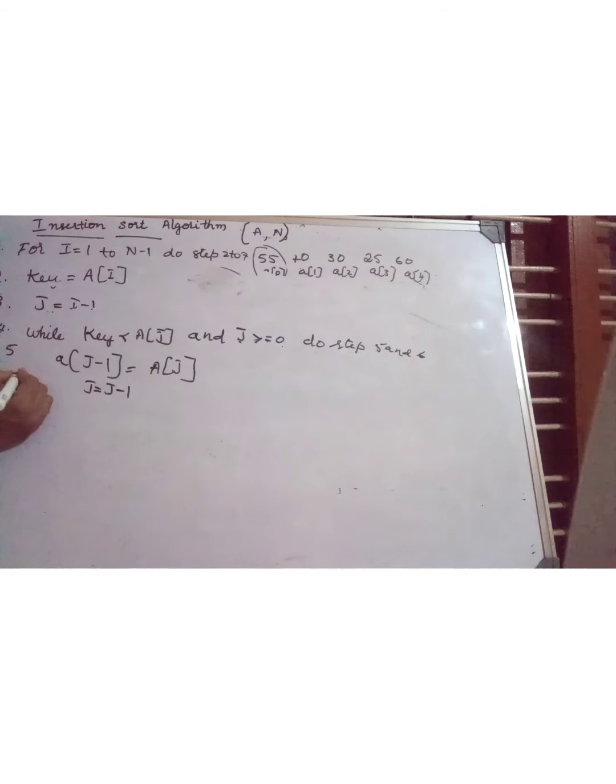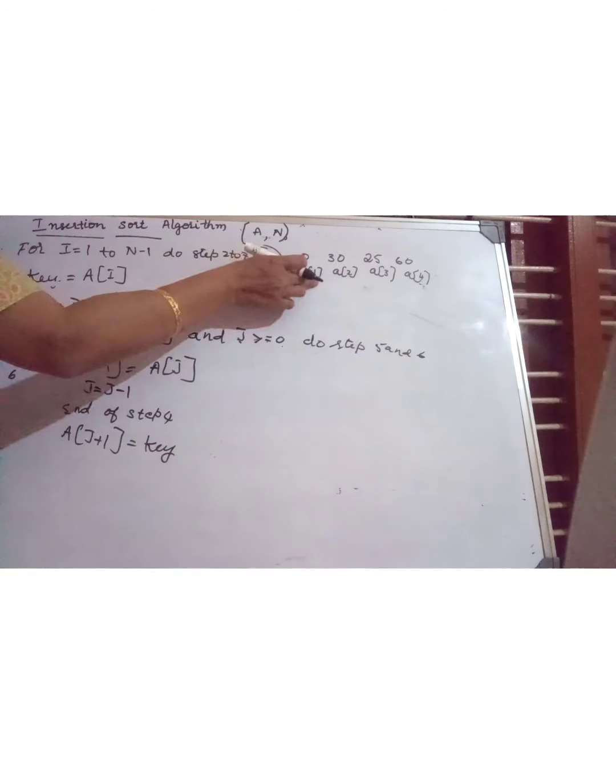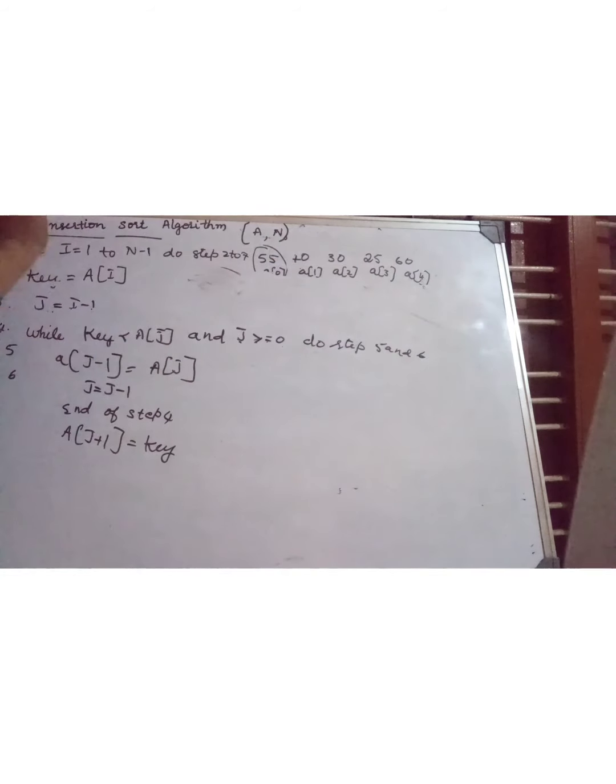This is step 6. End of for loop, end of if loop, end of step 4, whatever it is. Then A of J plus 1 is equal to key. This will be the key element. Each time I will consider these will be the key. After sorting each element, it will take that element as the key element. Step 7, and then return.